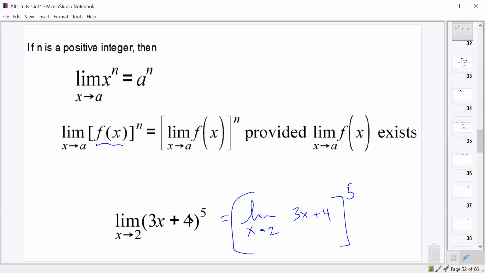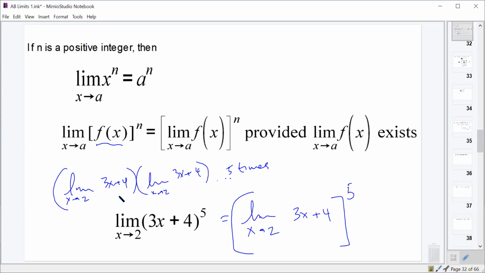Sure. And while you're finishing writing that down, the reason this rule works out is because really what do we have in here? We have 3x plus 4 times 3x plus 4 times 3x plus 4, 5 times, and we can separate using the multiplication rule. So we have the limit as x approaches 2 of 3x plus 4 times the limit as x approaches 2 of 3x plus 4, right, 5 times. And so really it's just like having one of those being raised to the 5th power because we're multiplying it by itself 5 times.